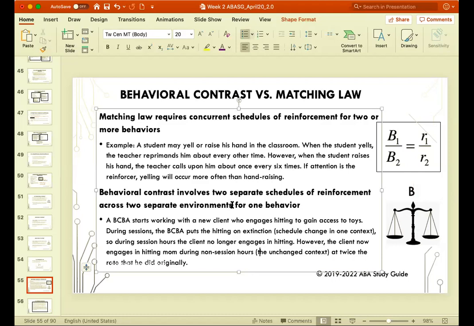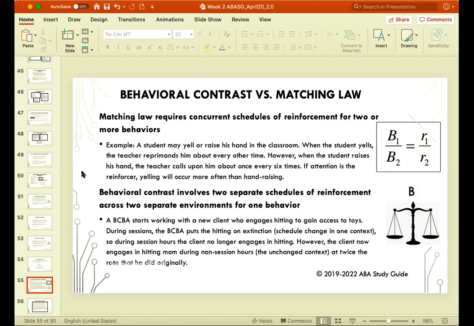So when we talk about environments, it doesn't have to be a math and art class. It can also be mom and dad, right? Who knows about good cop, bad cop? That is behavior contrast. Dad lets me get away with things. Guess who I'm going to ask first? Dad. Dad is part of the scales of justice, right? That's where that behavior is going to go.